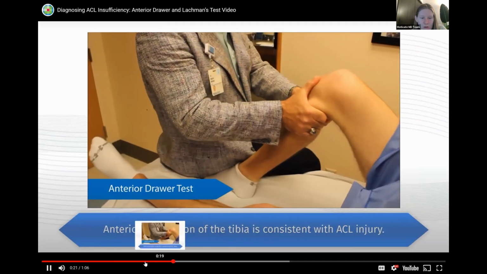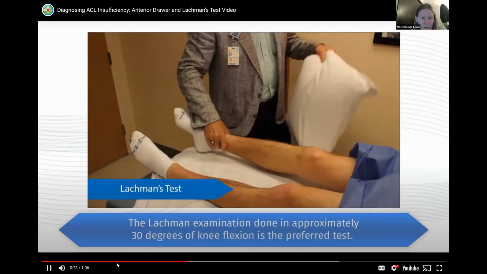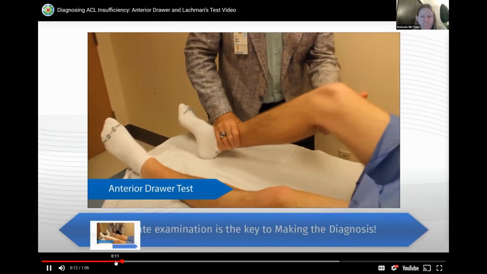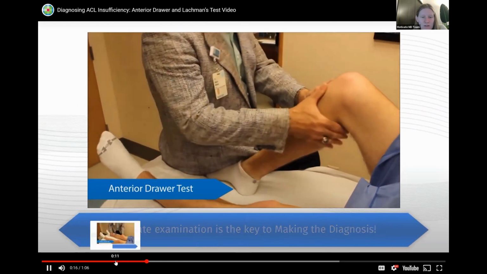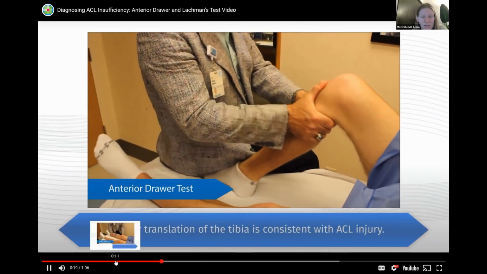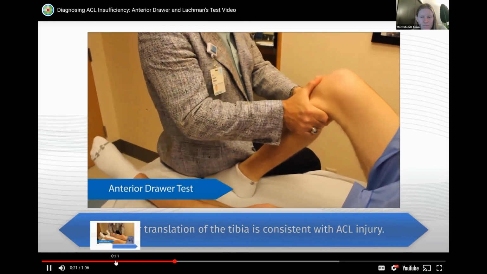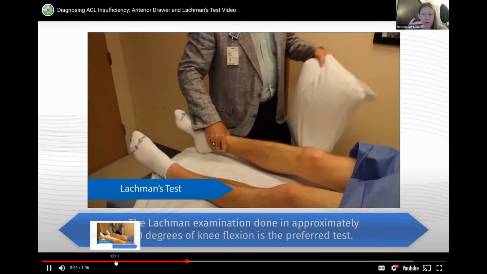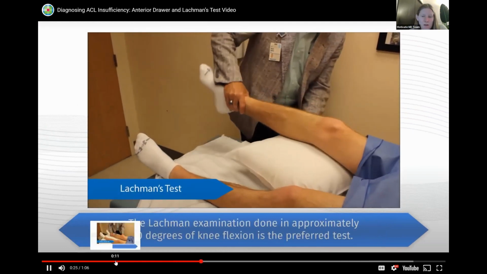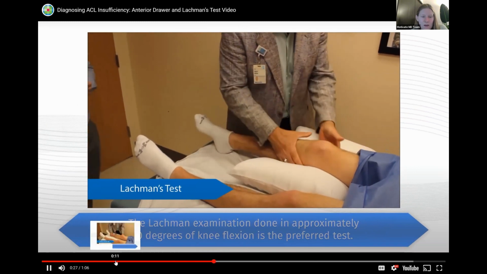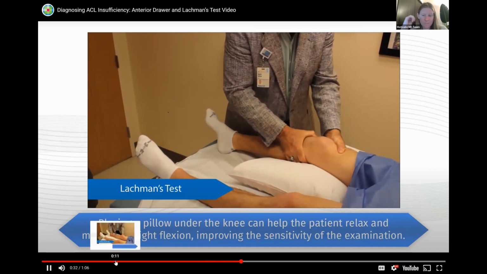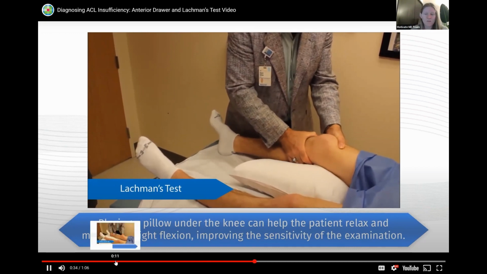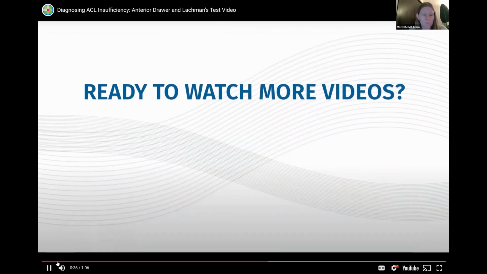Assessing its translation. Note that the examiner bends the knee to 90 degrees and anchors the foot using his body. So you're going to bend for the anterior drawer test to 90 degrees. Assessing its translation. And then you could try to pull the leg forward. The leg is placed in 20 to 30 degrees of flexion. A pillow may be used to help stabilize. And for this one, the knee is bent a lot less. And you're trying to, again, pull the knee forward.